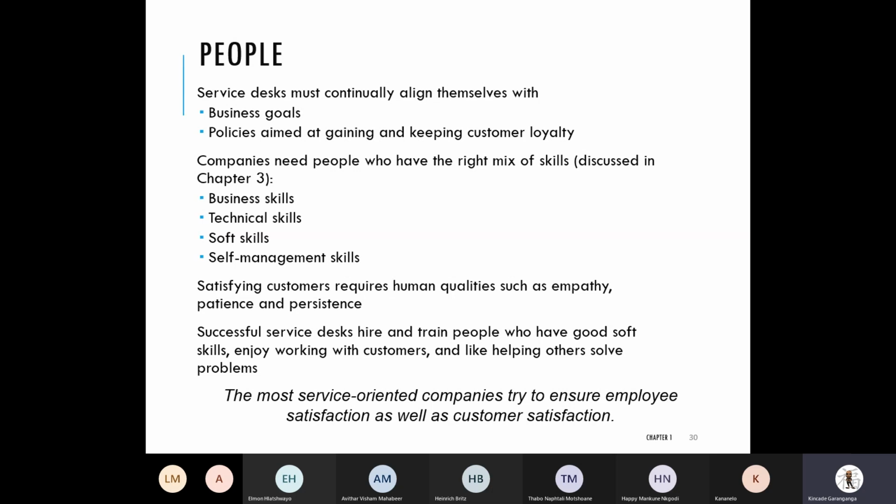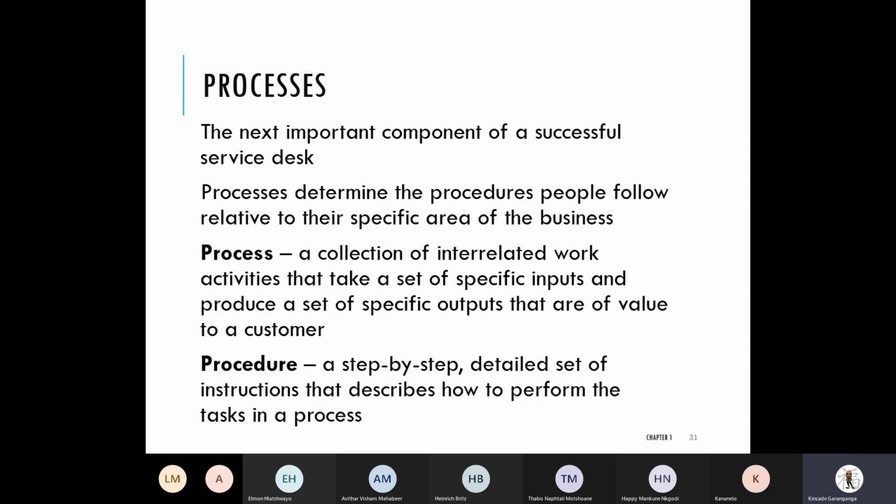But these are the four skill sets that your individuals within your service desk are supposed to have in order for them to successfully deploy that distinctive service desk in its entirety. And then the second one, with your processes, just generically looking at the basic collection of interrelated work activities that take a specific set of inputs and produce a specific set of outputs. That's what a basic process is all about.